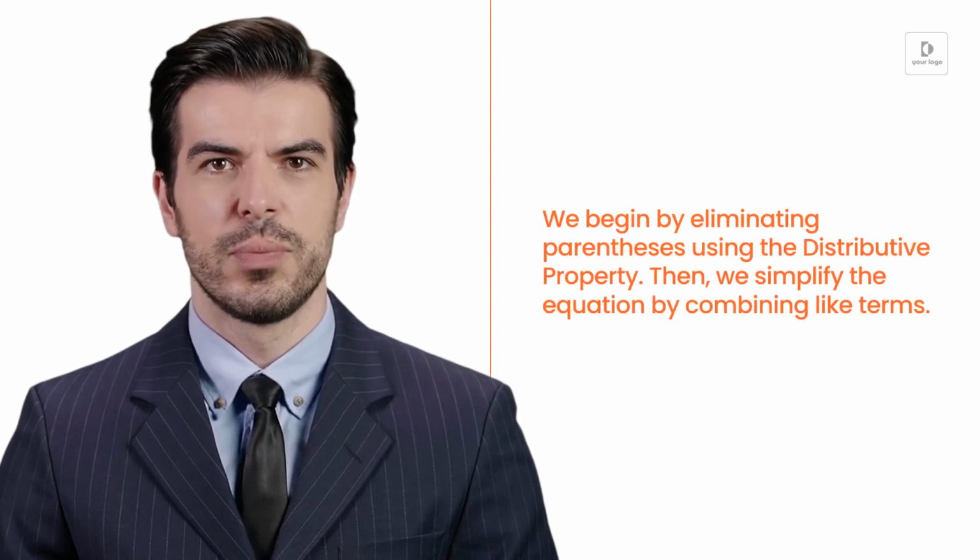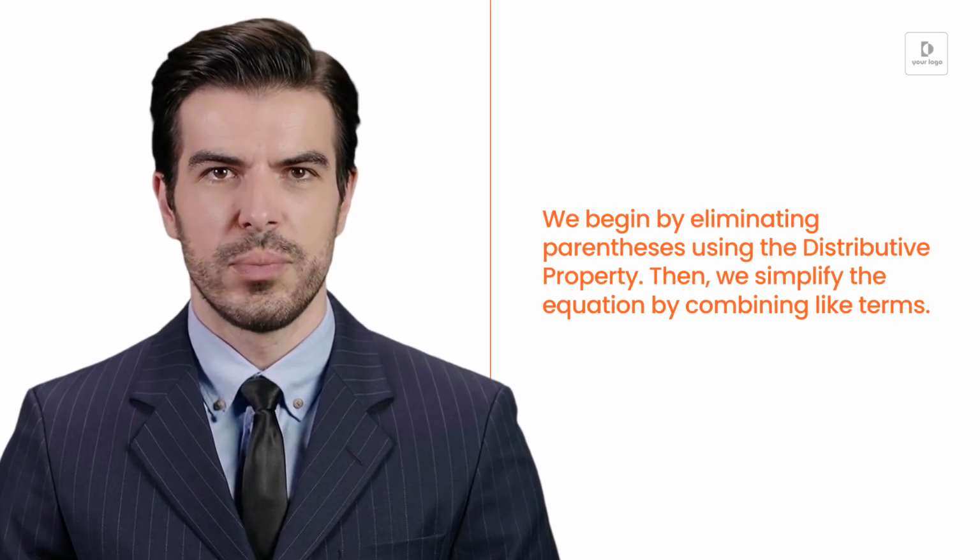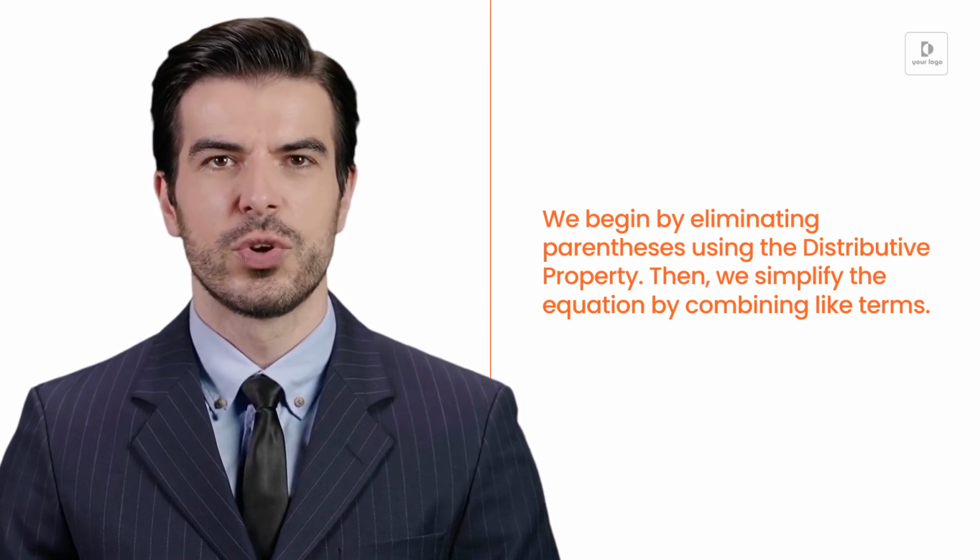Moving on to equations with variables on both sides, we begin by removing parentheses using the distributive property, followed by combining similar terms to streamline the equation.